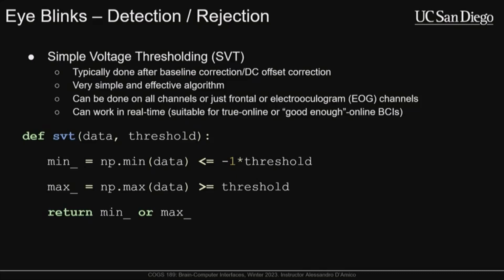But yeah, I've used values of 150 microvolts in general. That seems to work, but you might need to fine tune it for some people. And there are variations on simple voltage thresholding that can be used more effectively. So for example, rather than looking for the maximum value on all channels, you could just use a subset of channels to make the calculation slightly faster.